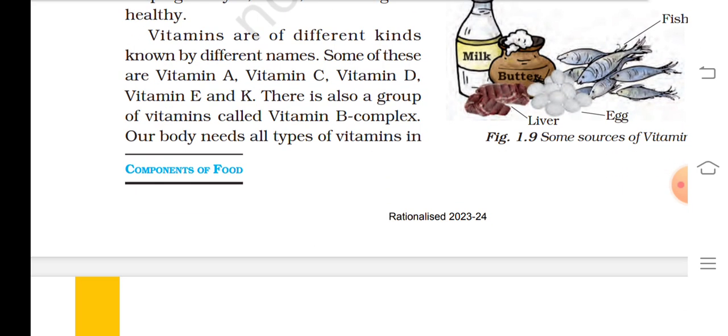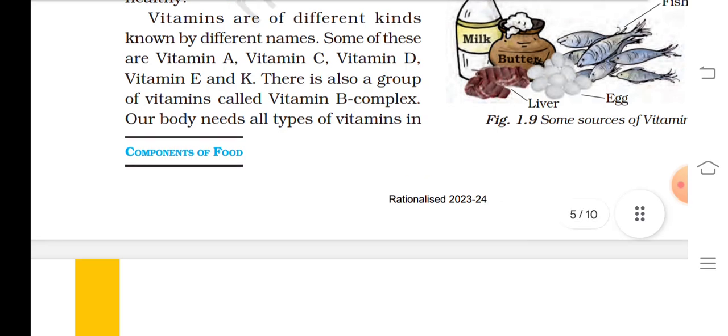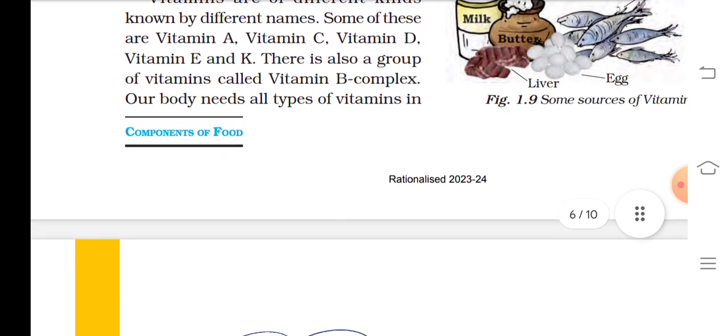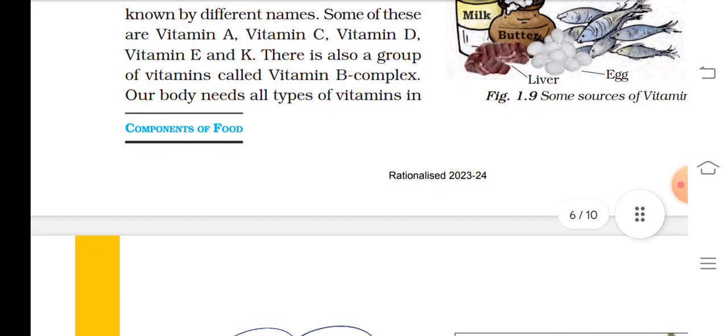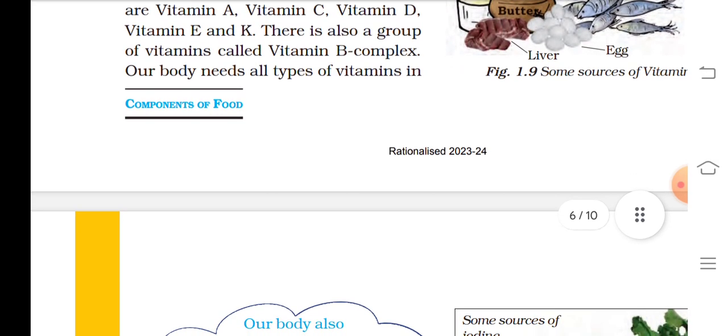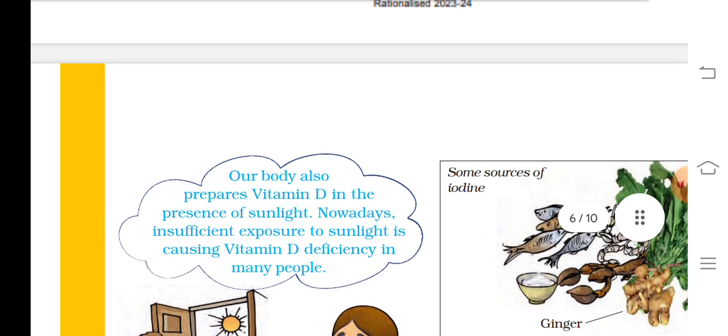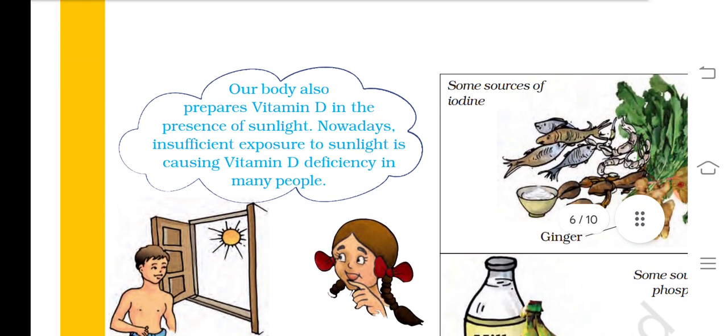Vitamins are of different kinds, known by different names. Some of these are vitamin A, vitamin C, vitamin D, vitamin E, vitamin K. There is also a group of vitamins called vitamin B complex. Our body needs all types of vitamins. Our bodies also prepare vitamin D in the presence of sunlight.